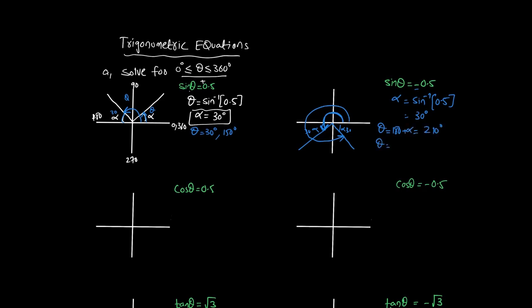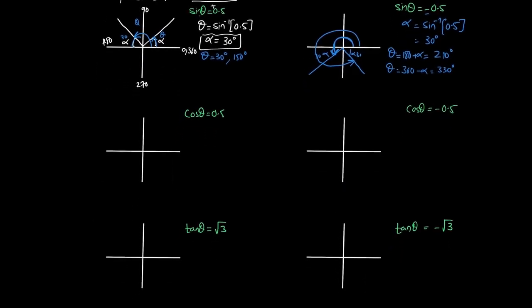The second value of theta would be, since it's in the fourth quadrant, 360 minus alpha. So 360 minus 30, 330 degree. Okay. Achha, let's say if we have cos theta.